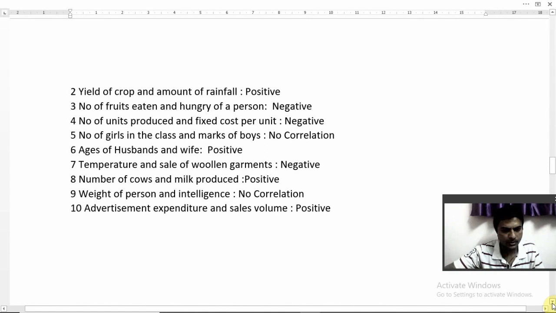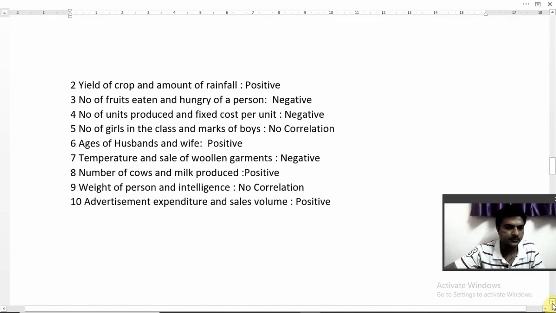Temperature and sale of woolen garments: yes, it is negative, because as temperature increases, sale of woolen garments decreases. So they are opposite to each other. Suppose the temperature decreases, like 10 degrees, then 5 degrees, you feel cold, so you buy garments. Woolen garments like sweaters you buy more, so they are opposite to each other.